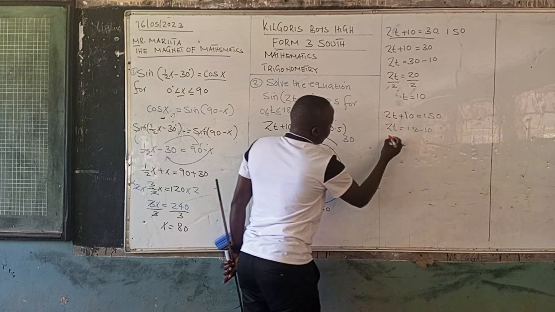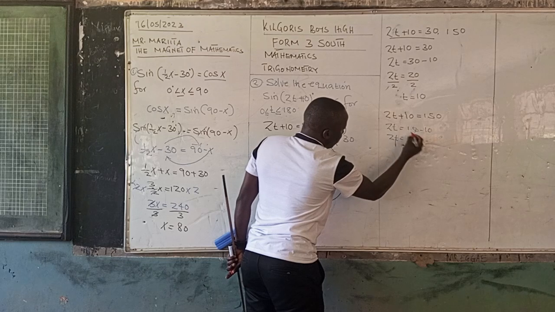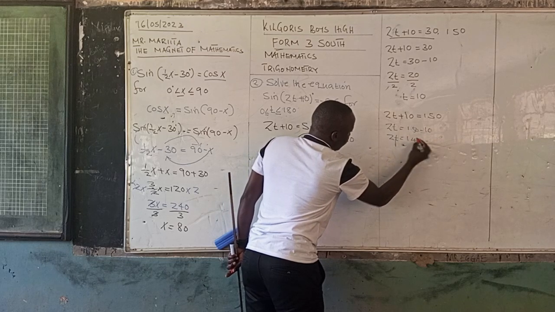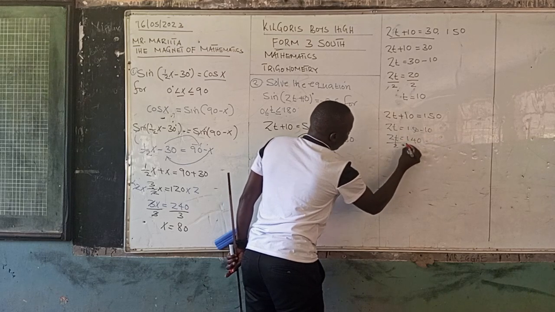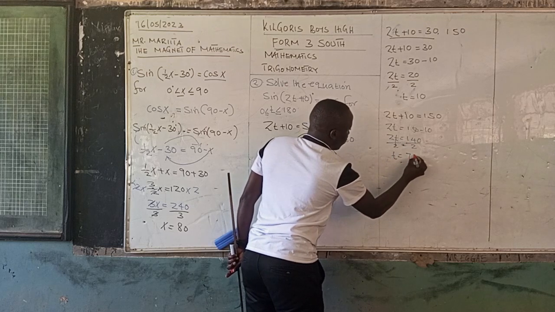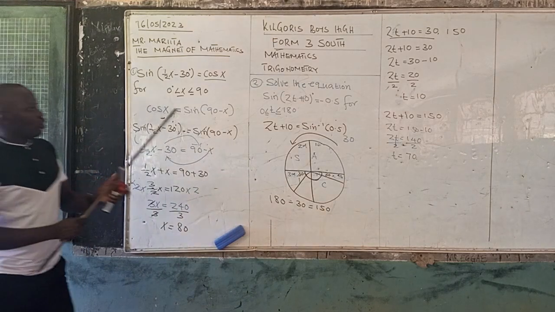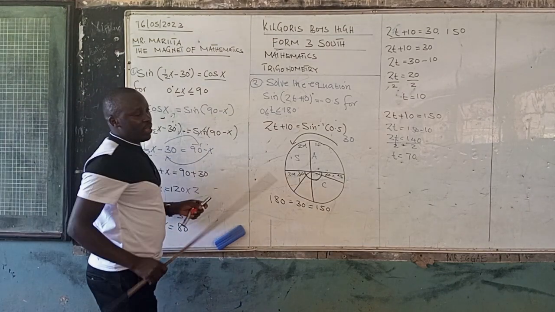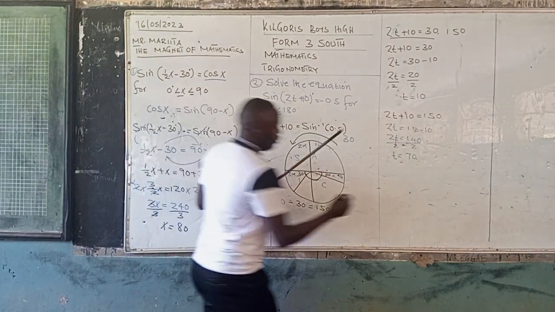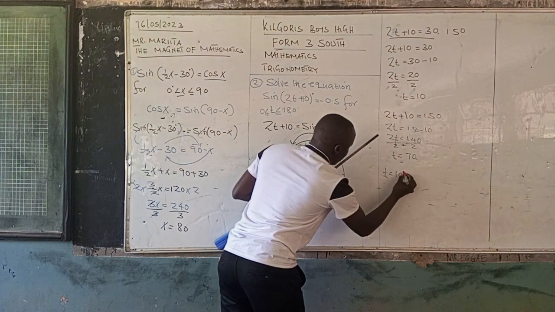Minus 10. So we have 2t equals 140. We divide this by 2, so t is equal to 70 degrees. So solving the equation, we have the value of t equal to 70 degrees.